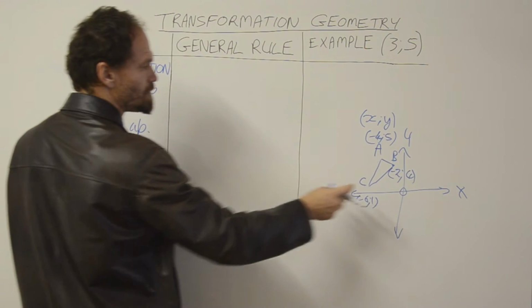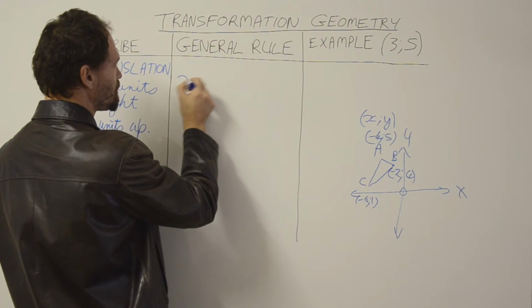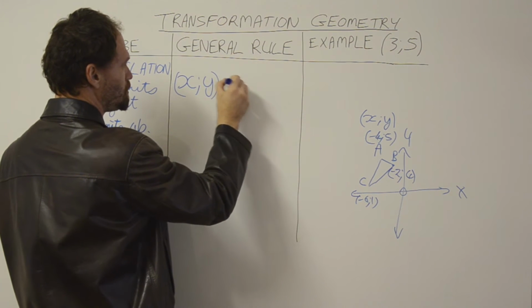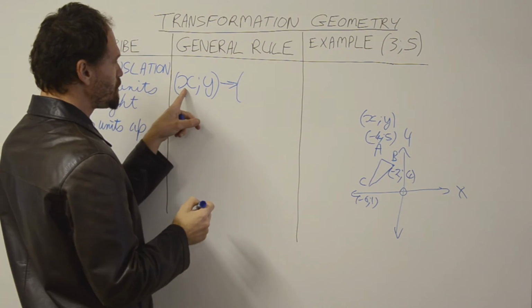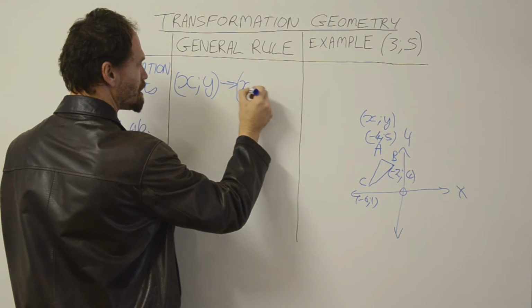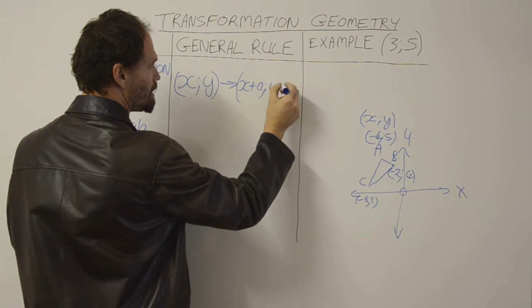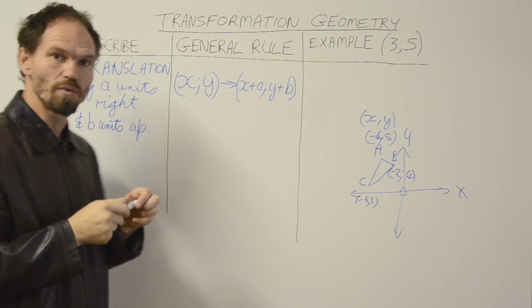So any value, this is my starting triangle. So that's my input X, Y. What do I do to each of these points? What do I end up with? What do I do to X? Right means plus, so I go X plus A and Y plus B. That's just called the general rule.